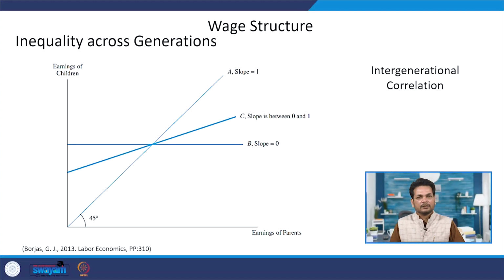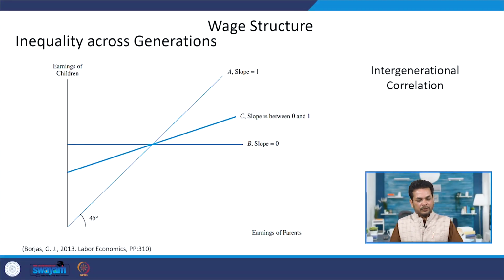There are many studies that have tried to explore this intergenerational transfer of inequalities. Many empirical studies have attempted to estimate the relationship between the income of the children and the income of the parents: how they are interrelated and whether the gap between the earnings of the parents and the children has increased or decreased over a period of time, which we call intergenerational wage inequality. So, inequality across generations.